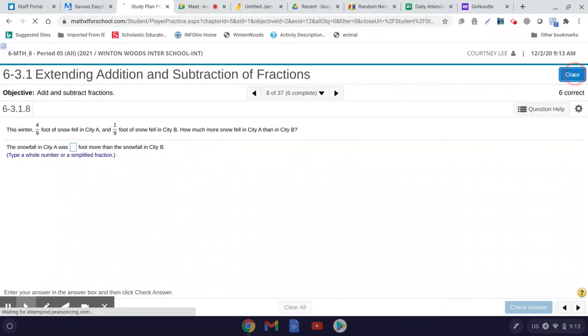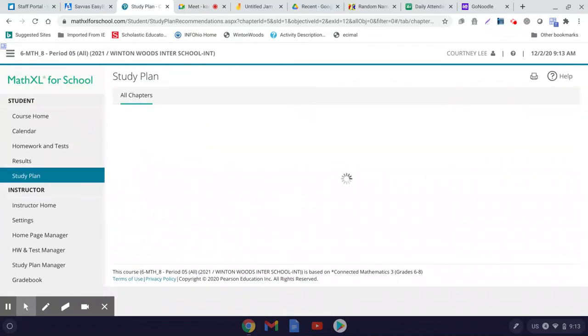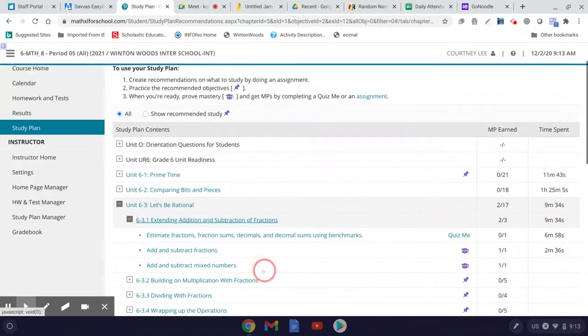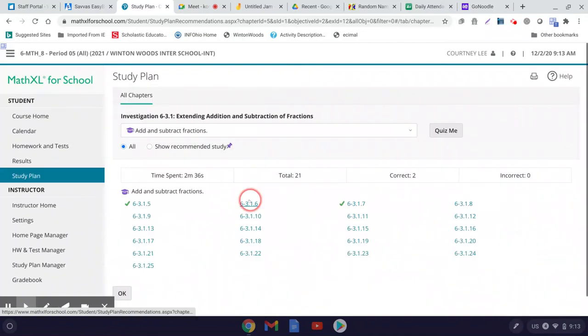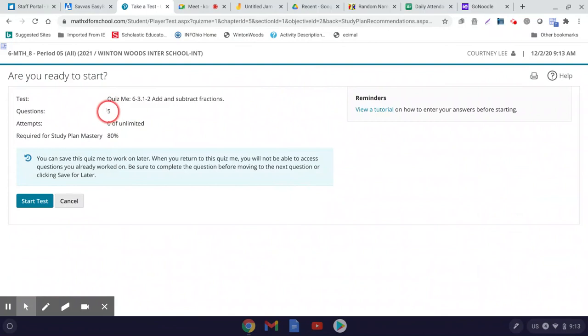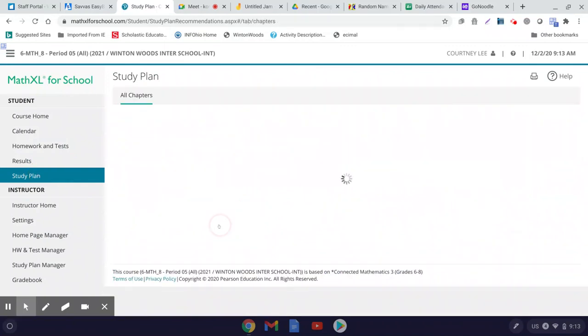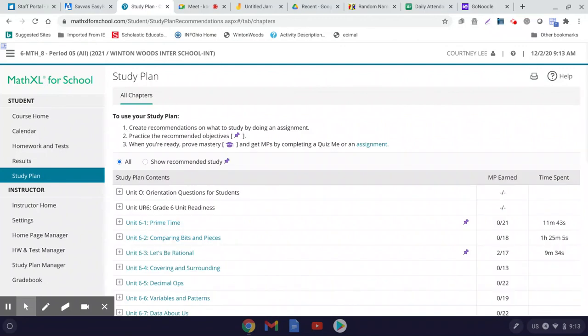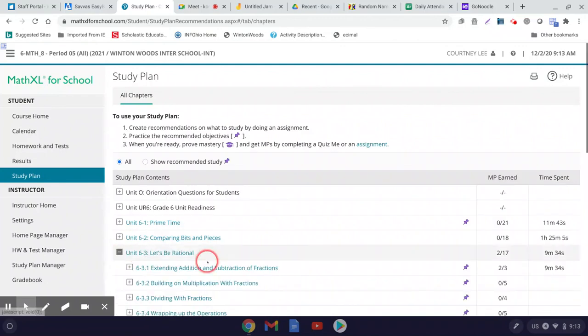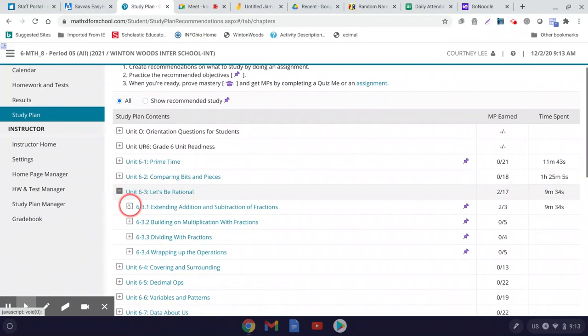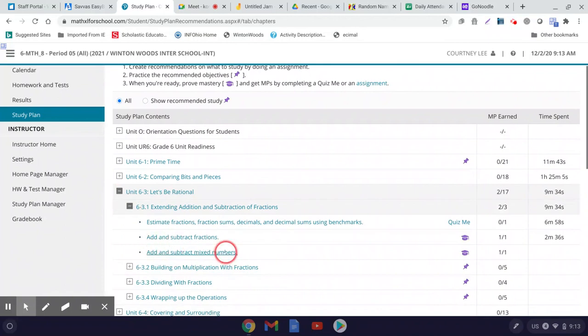All right. So go ahead and do your quiz me for add and subtract fractions. You need to have 4 or 5 correct. If you do not get 4 or 5 correct, then you have to do another practice problem. All right, let's go ahead and take a look real quick at the last objective. The last objective is add and subtract mixed numbers.